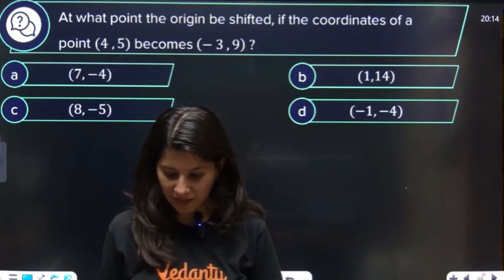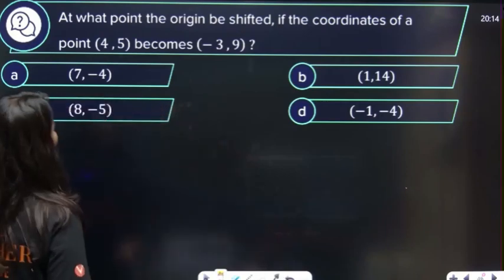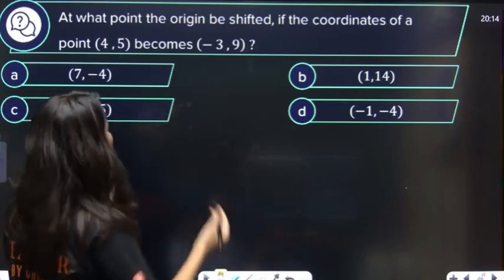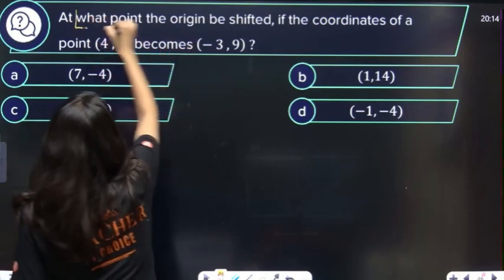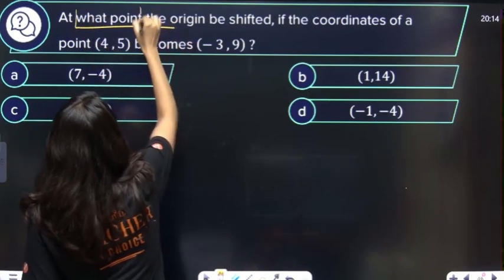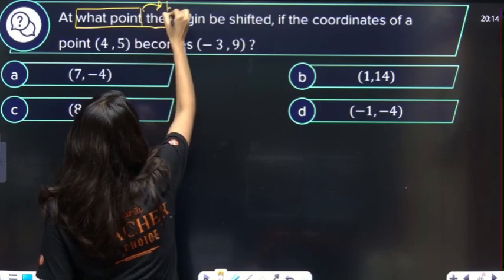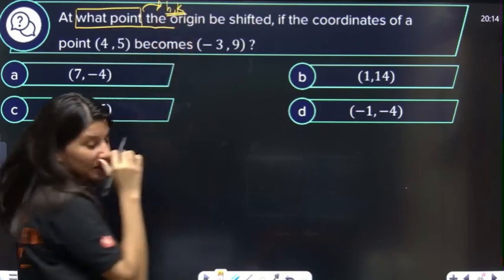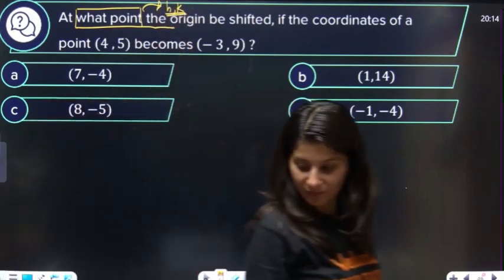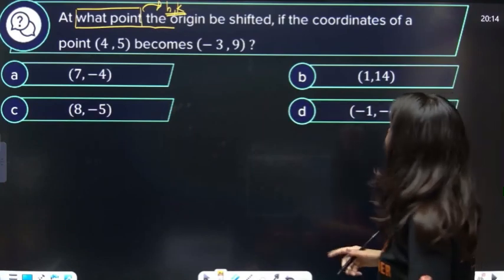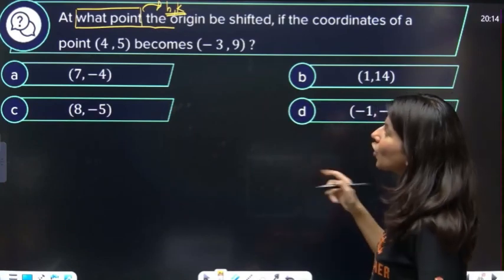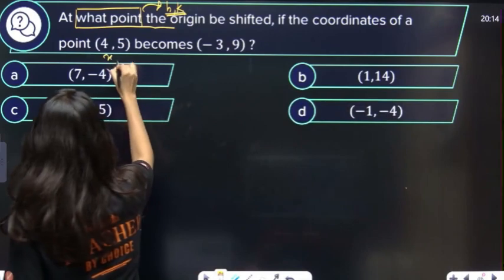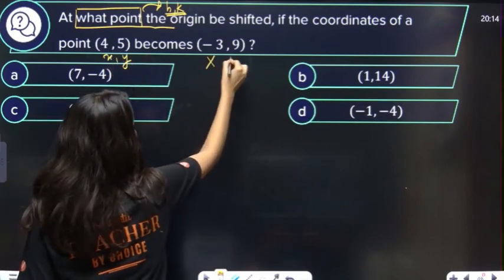I am back. Okay, right? At what point is the origin shifted? At what point? So let me take that point as h comma k. If the coordinates of the point are 4 comma 5, that means this is x comma y, and the new one will become capital X comma capital Y.